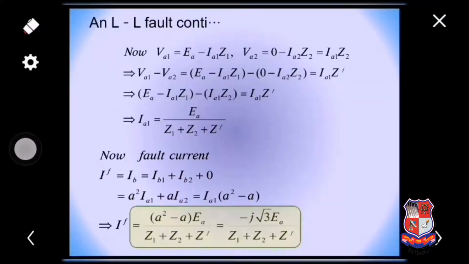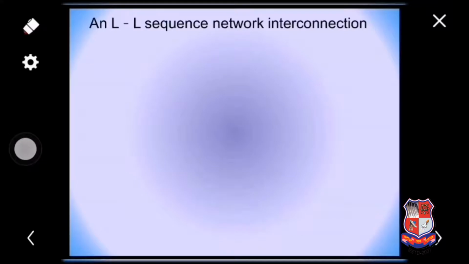Now the fault current is actually IB, and IB is equal to IB1 plus IB2 plus IB0. IB0 is 0. So now put the values of IB1 in terms of IA1 as A square IA1, and IB2 is equal to A IA2. Further simplifying, you will find IF, the fault current, is equal to (A square minus A) EA upon Z1 plus Z2 plus ZF, or you can say it is minus j root 3 EA upon Z1 plus Z2 plus ZF. Now let us go for interconnections of sequence networks.